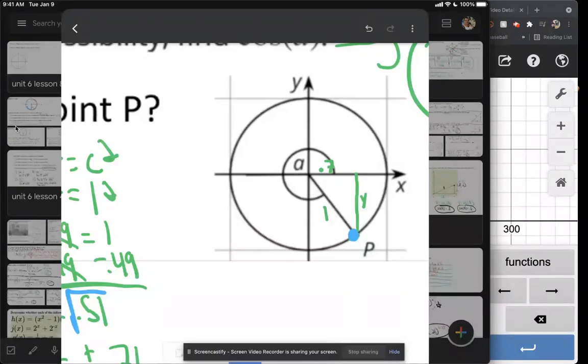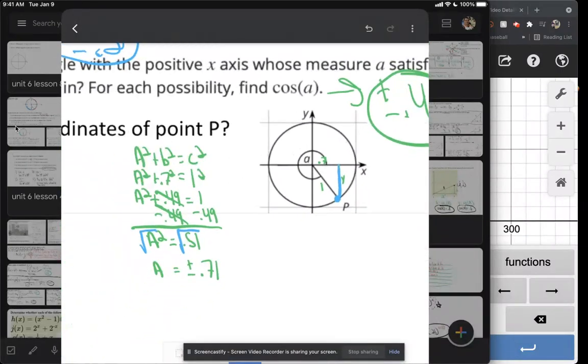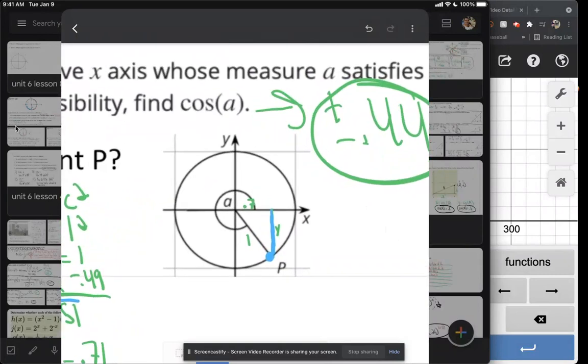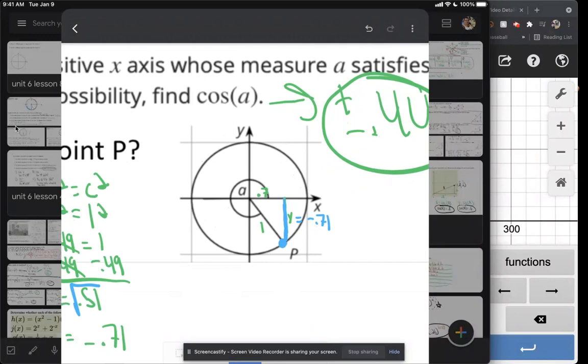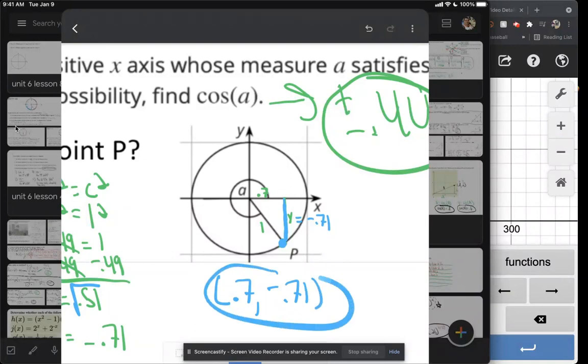Because the point is down here and I have to move down to get to it, that tells me the y value is going to be negative. So in this case, the specific y value is actually going to be negative 0.71. So the y in this case is equal to negative 0.71. So the coordinates are going to be 0.7 comma negative 0.71. Okay, that is your answer to number 4.